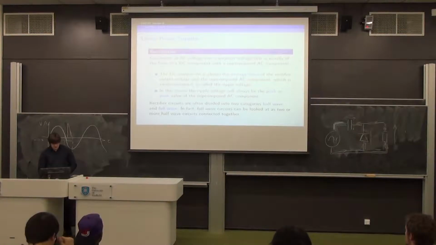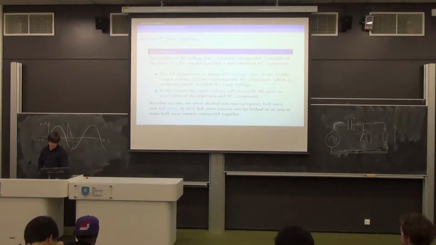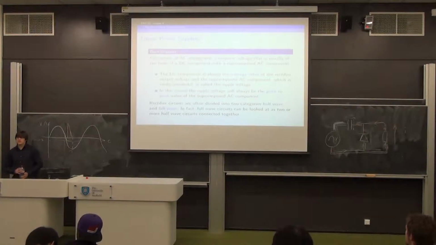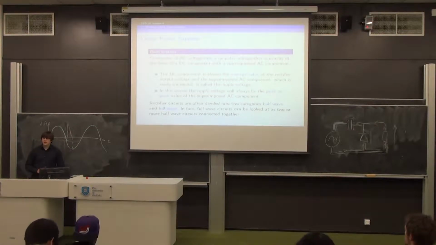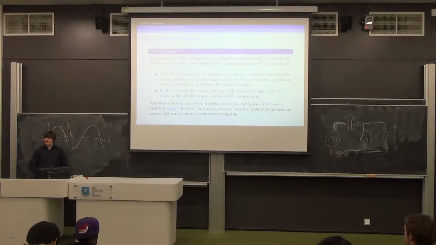So rectification, if you needed a definition, maybe for a mark or two, is the conversion of an AC voltage into a unipolar voltage that is usually in the form of a DC component with a superimposed AC component. So this goes back to my point that DC is not constant. All you need is an average which is bigger than 0 or lower than 0, and you can have any amount of ripple on top. So the DC component is the average value.